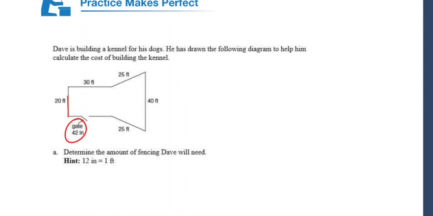Okay, let's start adding these up. That first red line, we're going to need that one. So that's 20 feet. And then we'll do this part. That's going to be 30 feet, plus 25, plus 40, plus, oh sorry, I'll keep drawing these, plus 40, and then plus 25, so we'll go from there to there.